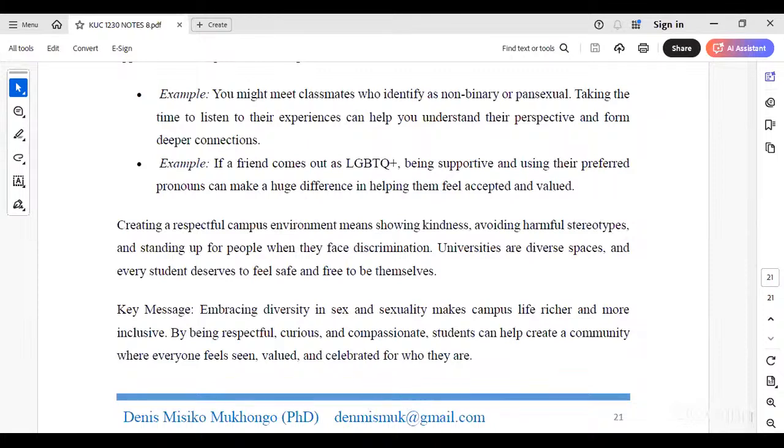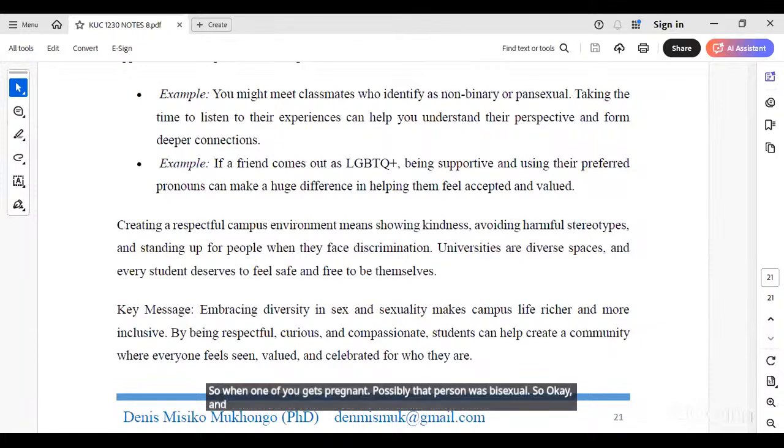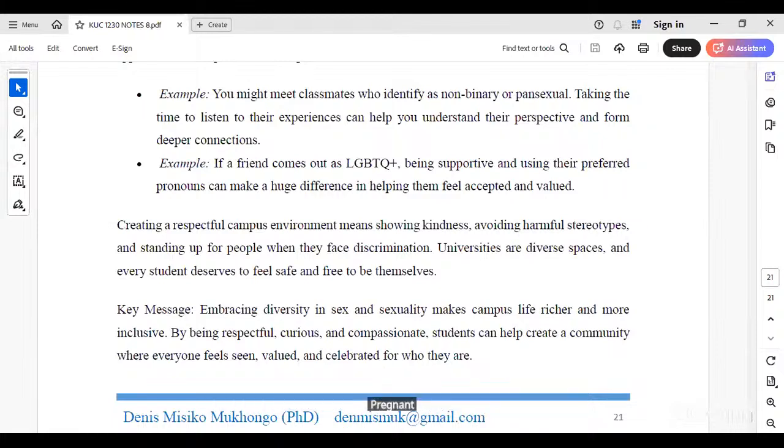So when one of you gets pregnant, possibly that person was bisexual. So she was with a woman and with a man also. And anytime the other woman in that relationship sees that pregnancy, she just knows, because there is no way a woman will make another woman pregnant. There is no way a man will make another man pregnant. So long as there is an aspect of pregnancy, there must be a different gender that was involved.